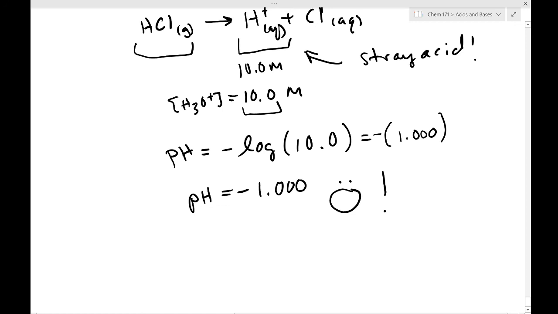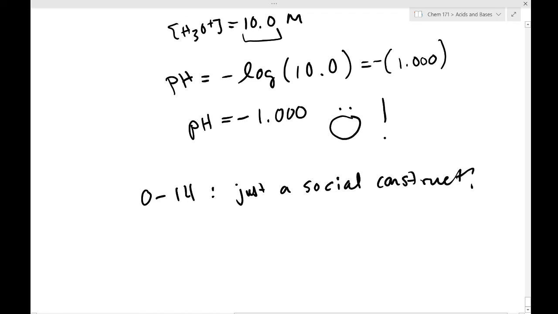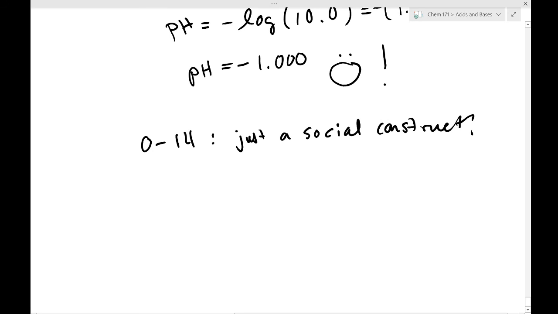Okay, so this whole 0 to 14 range, it's just a social construct. Okay, it's very easy to have a solution that has a pH outside of that range, and that's totally reasonable.